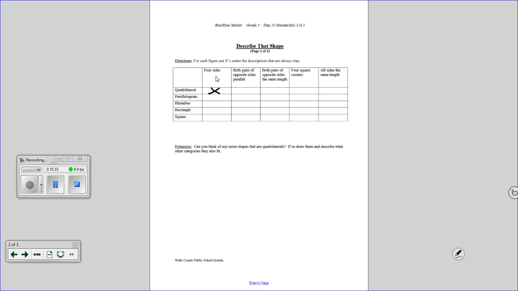Listen to what I'm saying. Does it have to have 4 square corners? No. Is this a quadrilateral? Assuming that my things are connected and my lines are straight, yes. That is a quadrilateral. There are no square corners on that.